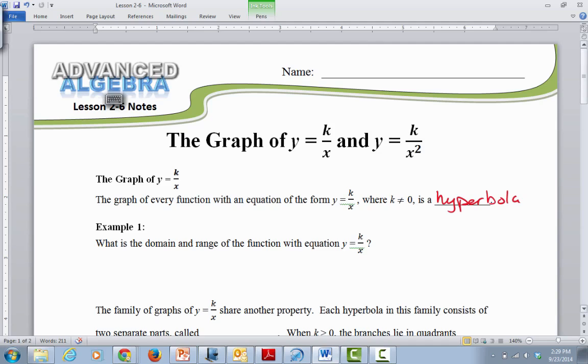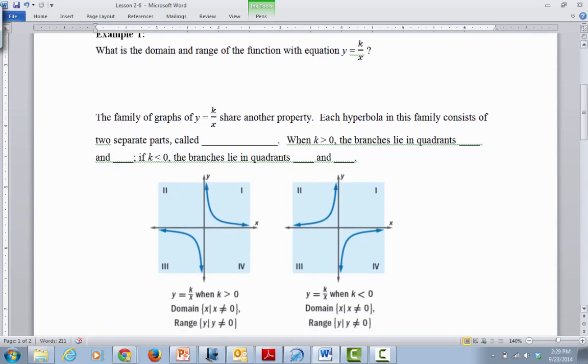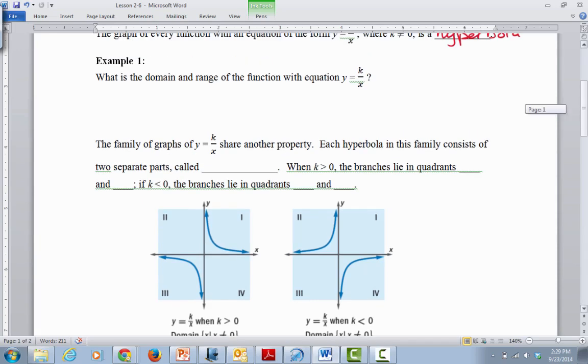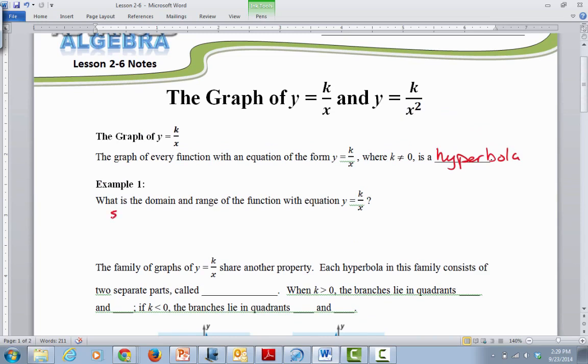And if you look down the page here, right here is an example of k over x. So just looking at that, what is your domain and range? First of all, what's the domain? What are your possible values of x? All values except 0, exactly. So I'm going to write that just like we did on our homework earlier today. X such that x is not 0, right? And x is a real number.